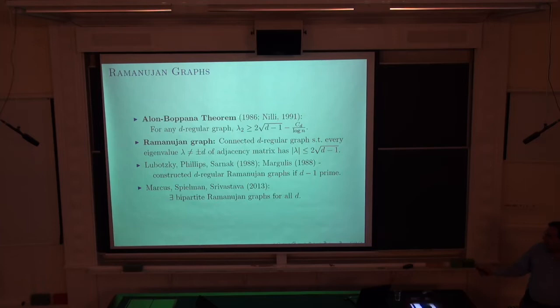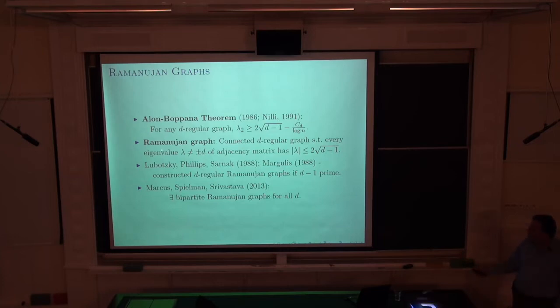One significance of this number 2 root d minus 1 is that if you look at the adjacency matrix of the infinite d-regular tree, you can think of it as an operator on little l2, and the spectral radius of this operator is exactly twice root d minus 1. One of the proofs of the Alon–Boppana theorem is based on this observation. The proof in the Nili paper is more combinatorial. Anyway, with this in mind, we have this definition of Ramanujan graph.